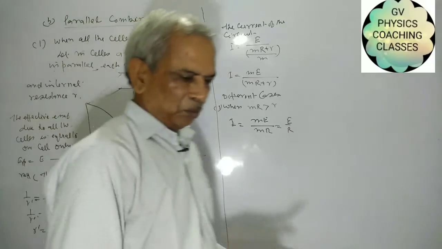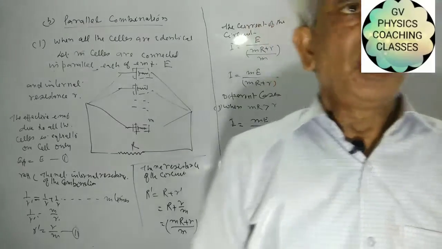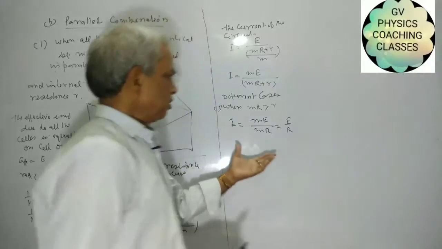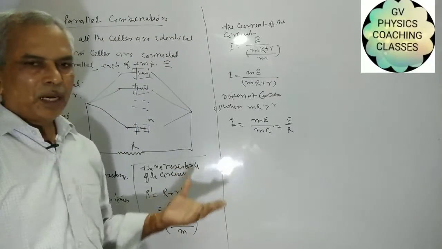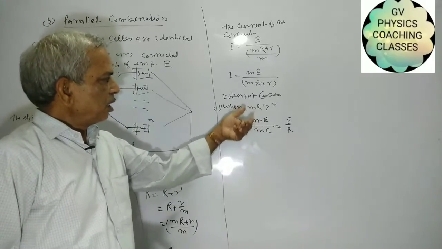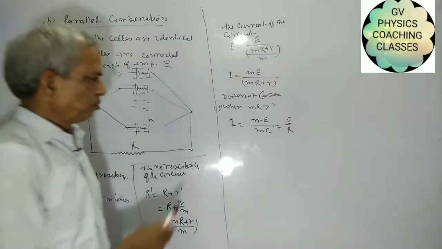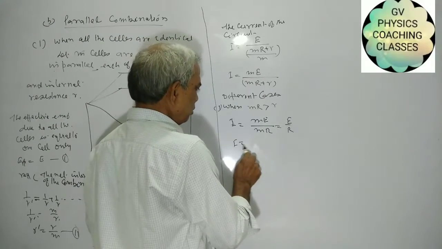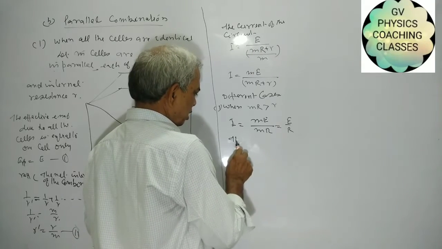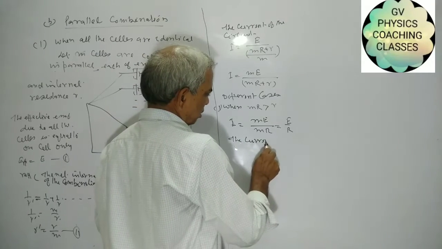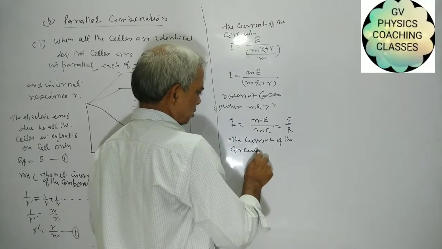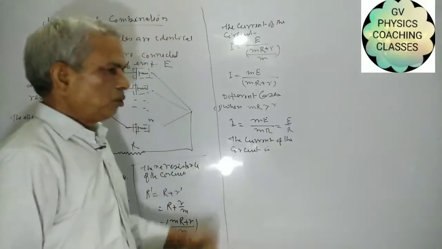So there is no gain of the current in combining the cells in parallel when MR is greater than R. The current of the circuit is equal to that of one cell.